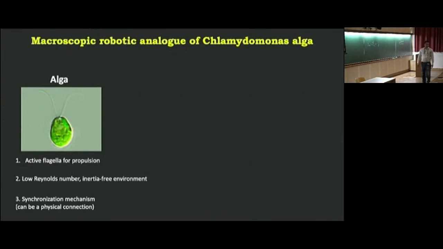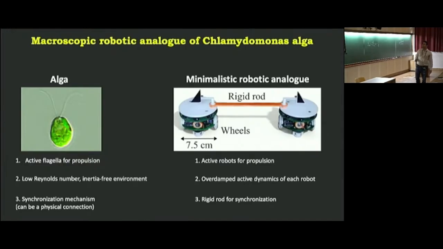So just to give a comparison, this is our system. The alga here has two components, which are flagella, like I said, and their main role is just to propel the body of the organism forward. And it is in a low Reynolds number environment, so inertia does not play any role. And the synchronization mechanism can also be a physical connection. Therefore, inspired by this, we created our robotic analog, which is these two robots, which I'll talk about. They're connected with a rigid rod, which kind of models the distal fiber I talked about.